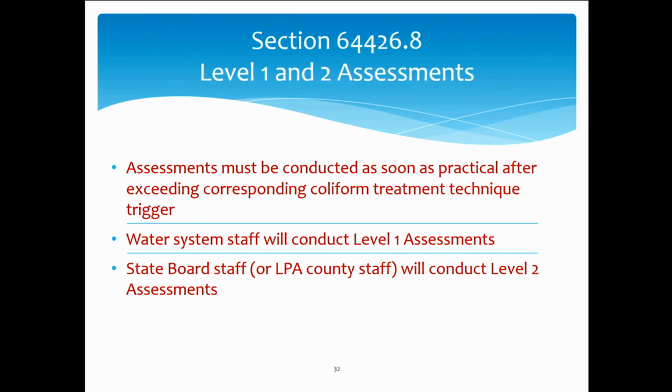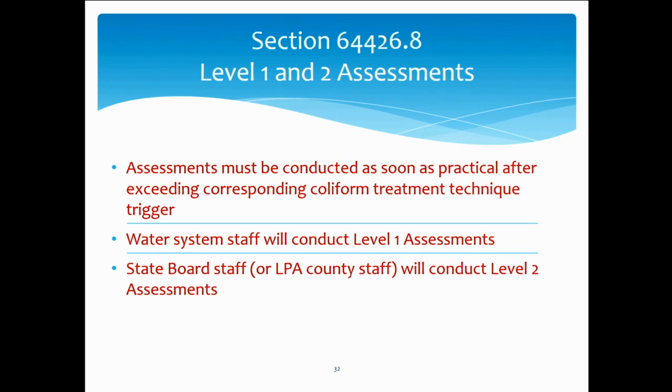We're committed to, once you notify us that you've exceeded a level 2 trigger, being out at your system within a week, and then within another week having a report to you so that you can meet that 30-day requirement of turning in your report to us. For a level 2 assessment, your part of that is correcting whatever deficiencies are found within that time, or giving us a schedule when you'll have those deficiencies corrected.